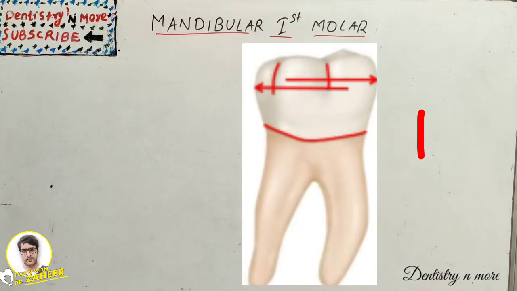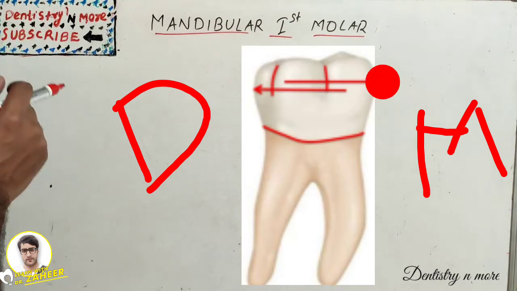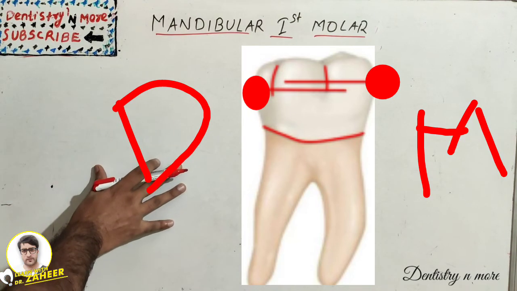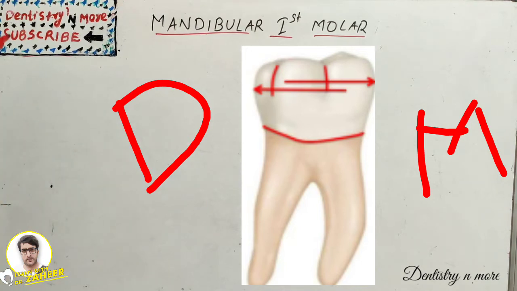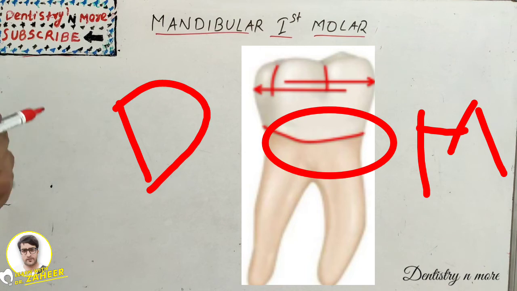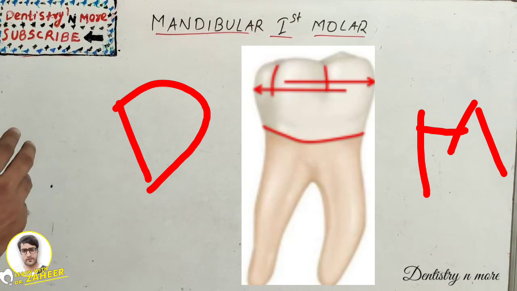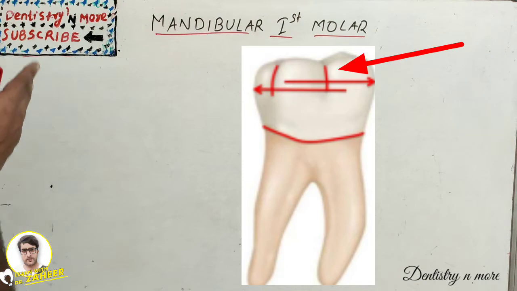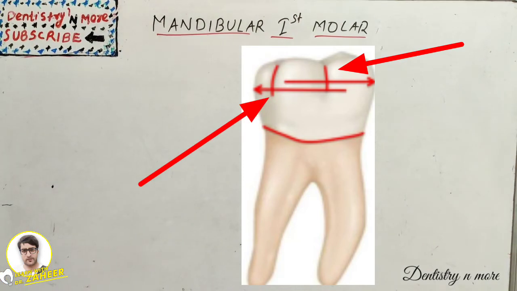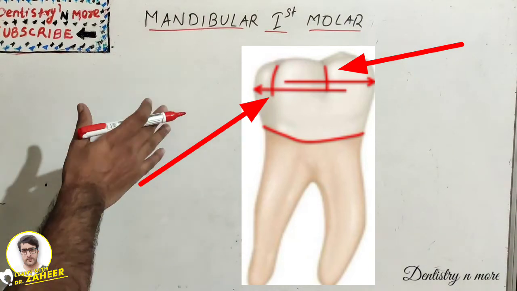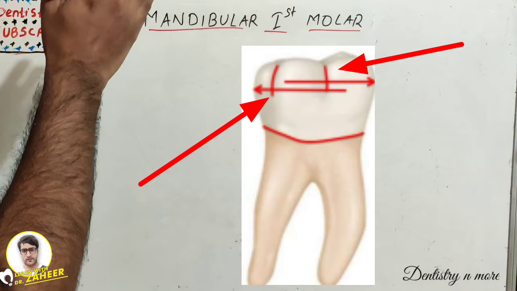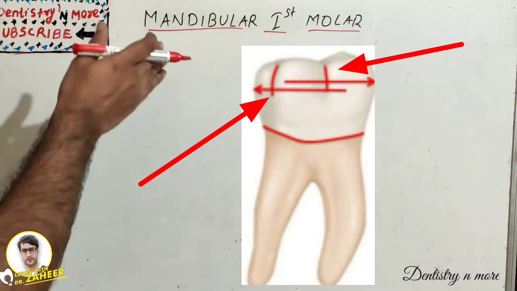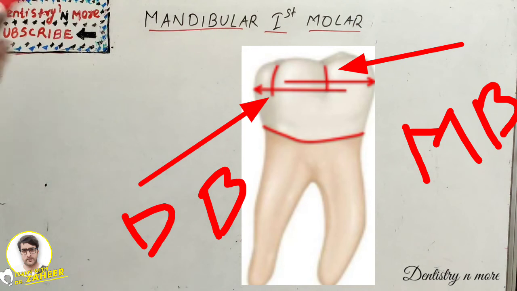From the buccal aspect, the mesial contact area is at the junction of the occlusal and middle thirds, and the distal contact area is a little lower than the mesial contact area. The cervical line is regular and curves apically, and there are two developmental grooves between the cusps, acting as lines of division between the buccal cusps. The mesiobuccal developmental groove is shorter than the distobuccal developmental groove. These two grooves divide the buccal side into three cusps: the mesiobuccal cusp, the distobuccal cusp and the distal cusp.